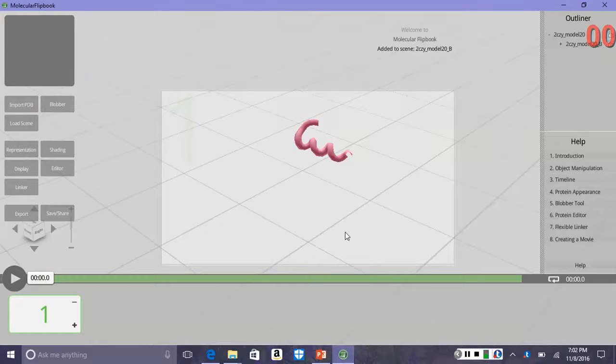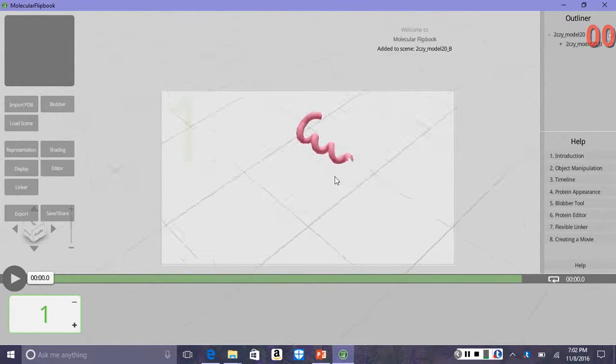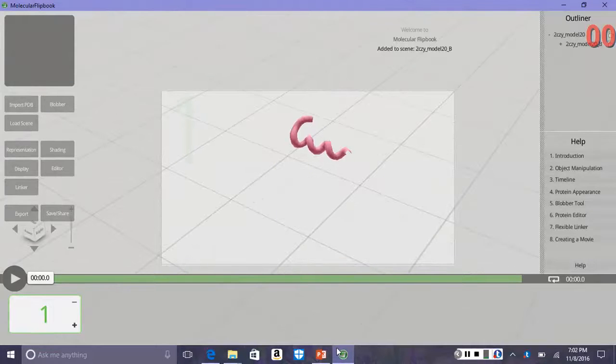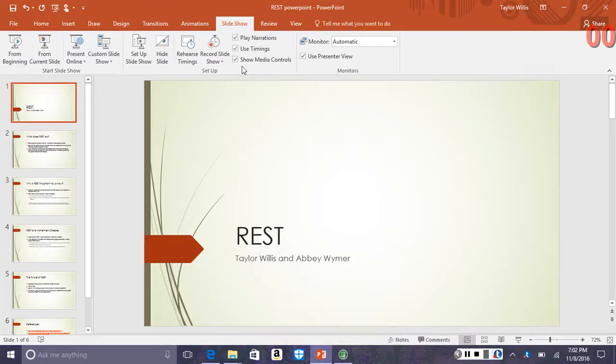So we chose the protein REST, and when we plugged it into Molecular Flipbook, this is what REST looks like when it's not interacting or binding to any other proteins. And we're actually going to focus on the story, so we have a PowerPoint.